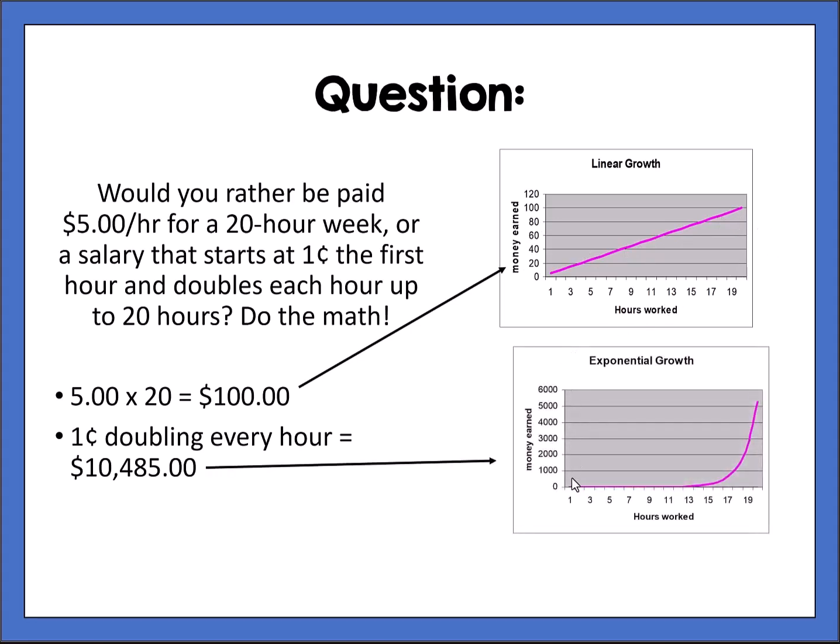With our 1 cent doubling every hour, we're starting at 1 hour with 1 cent, then 2 hours at 2 cents, and then 3 hours at 4 cents, just going very, very slowly at the beginning here. And then as you start getting a couple of dollars built up, it increases rapidly, and we call that exponential growth.